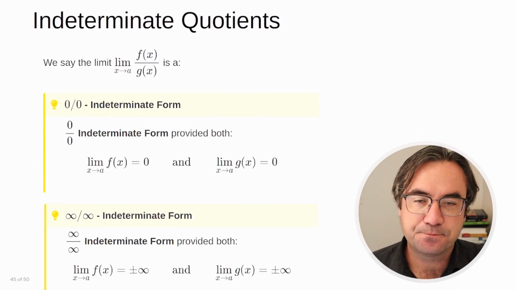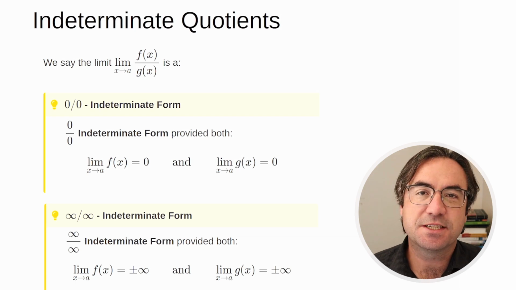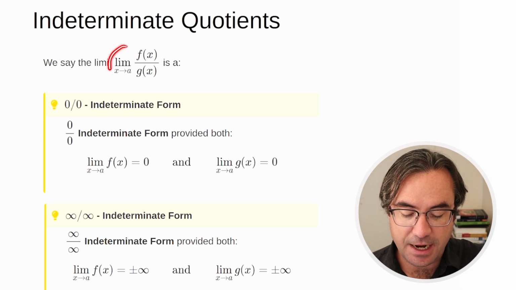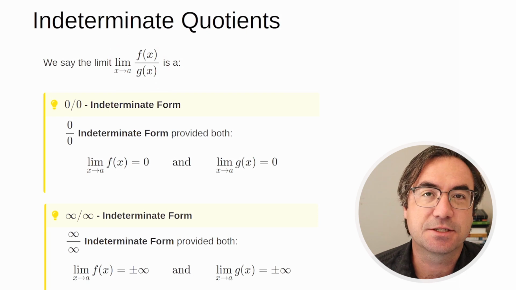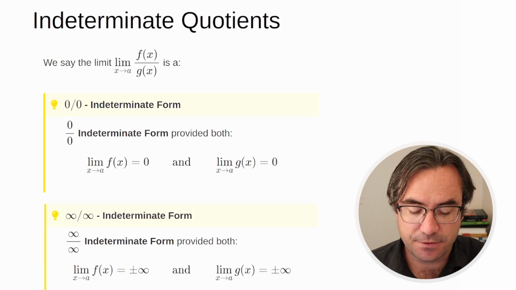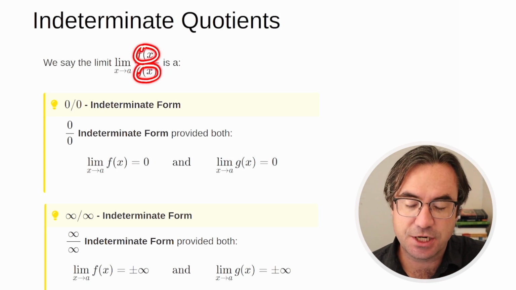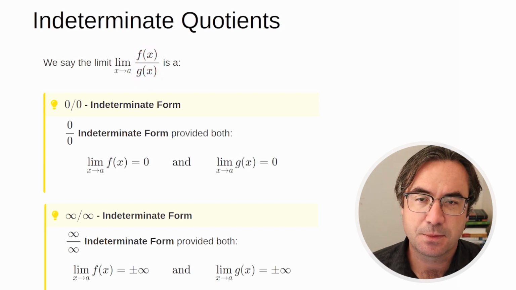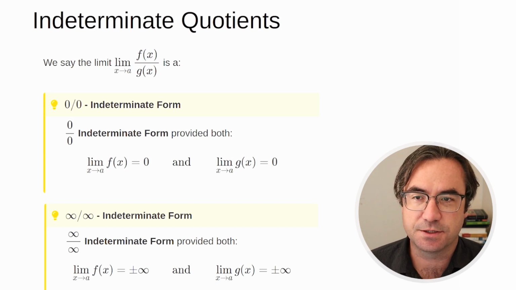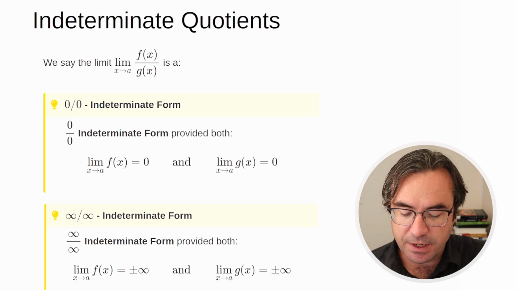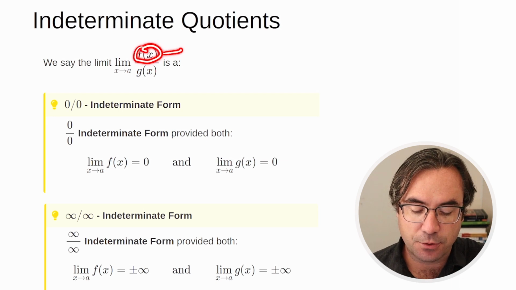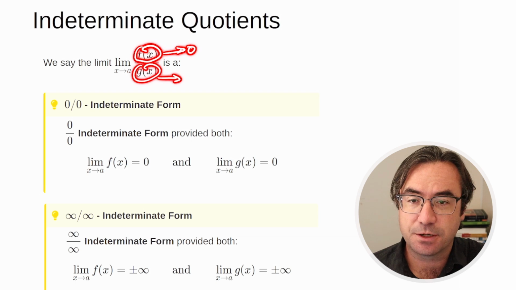The rule we're going to look at, we can use it when we're investigating indeterminate quotients. If we remember back, this was a very common problem, calculating the limit as x approaches a of some fraction: some function on the top, some function on the bottom, f of x over g of x. We've seen a few different varieties of indeterminate quotients. The first one we encountered was the 0 over 0 form. This is when the top function approaches 0 and the bottom function approaches 0.